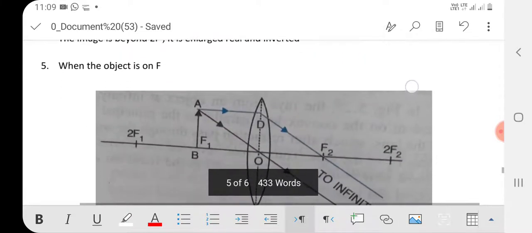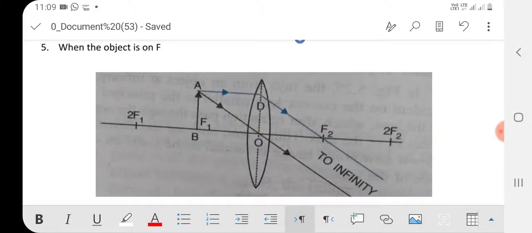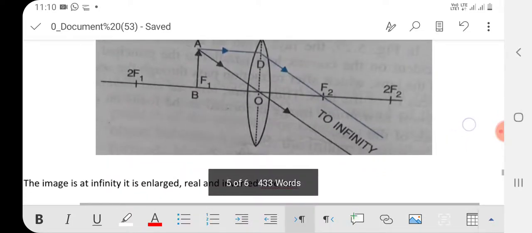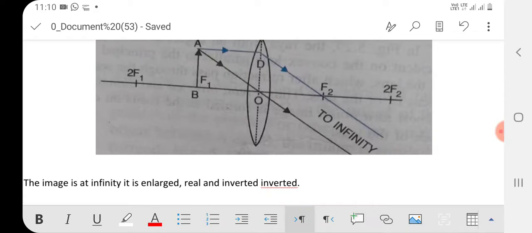Then the next ray diagram, when the object is on F. So what happens when the object is on F? Same rules we have to follow again. Ray of light passing through optic center and parallel ray of light after refraction passes through focus. You can see here the ray of light passing through optic center and the refracted ray of light passing through focus, they remain parallel to each other. So the image is formed at infinity. It is enlarged image, it is real and inverted.